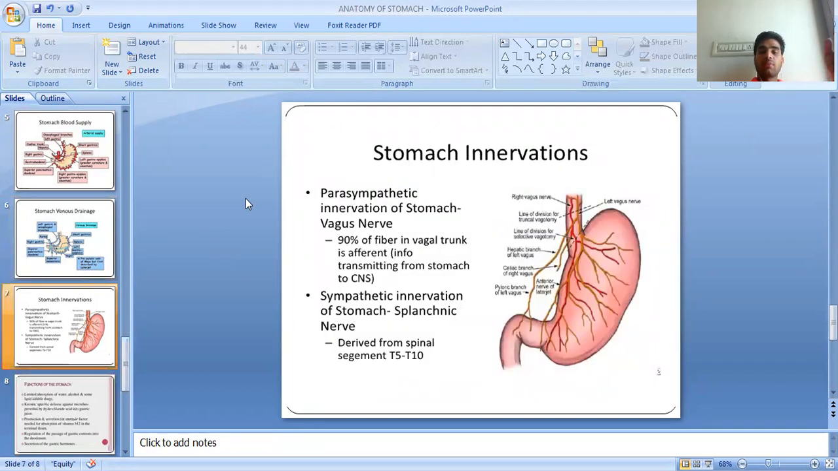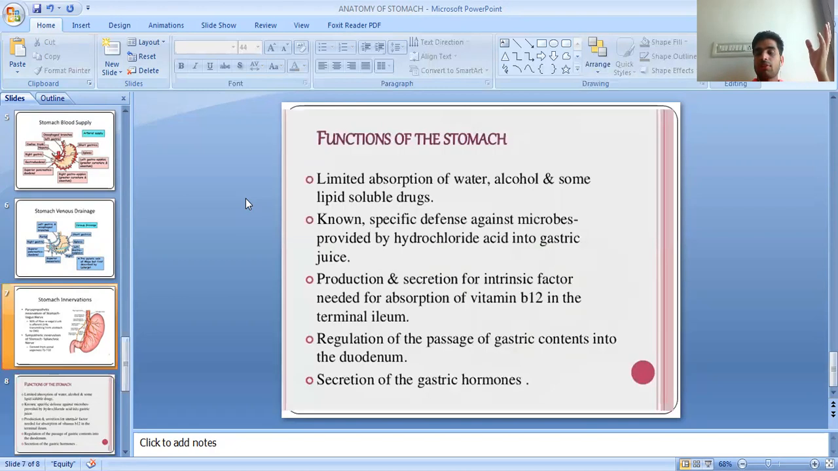In the stomach, innervation means nerve supply to the stomach. Parasympathetic innervation of the stomach is the vagus nerve. 90% of fibers in the vagal trunk are afferent, transferring from the stomach to the CNS. Sympathetic innervation of the stomach is the splanchnic nerve derived from spinal segments thoracic T5 to T10. These are all about the innervation of nerves.